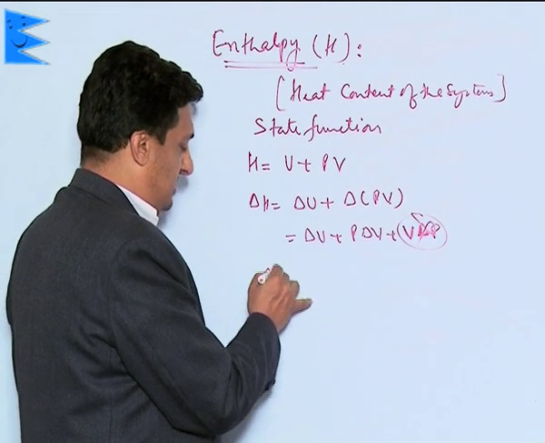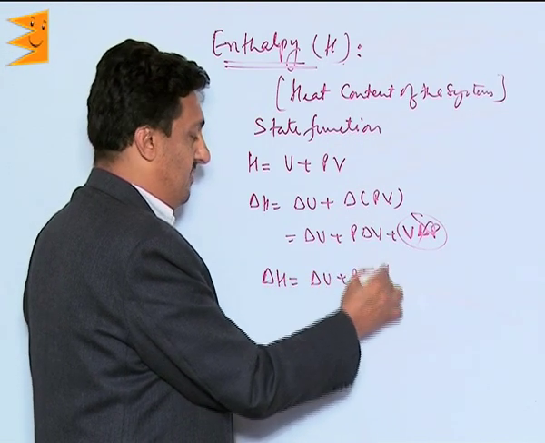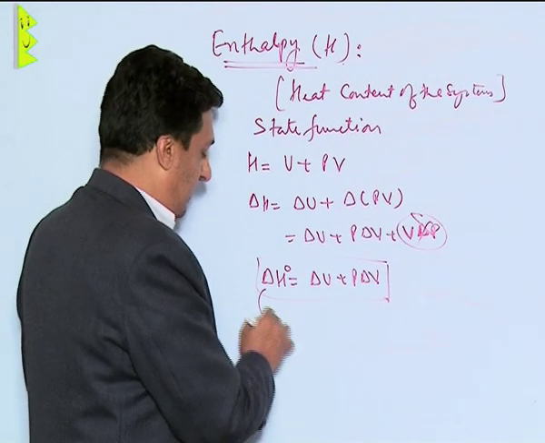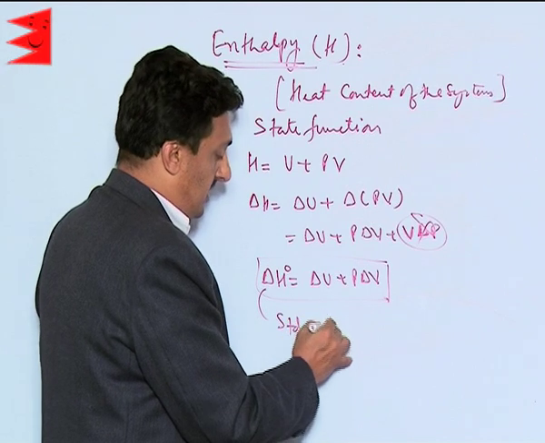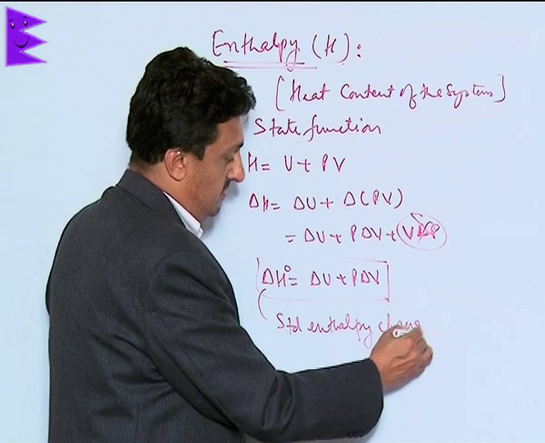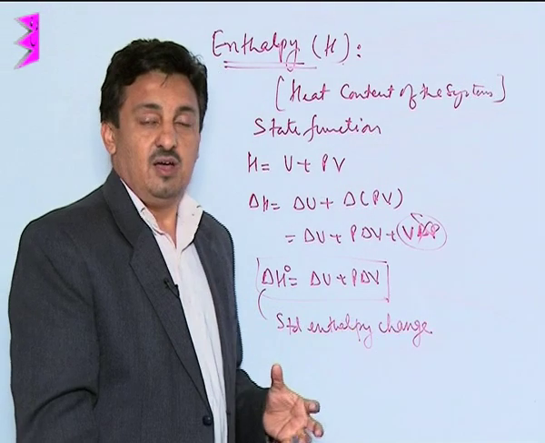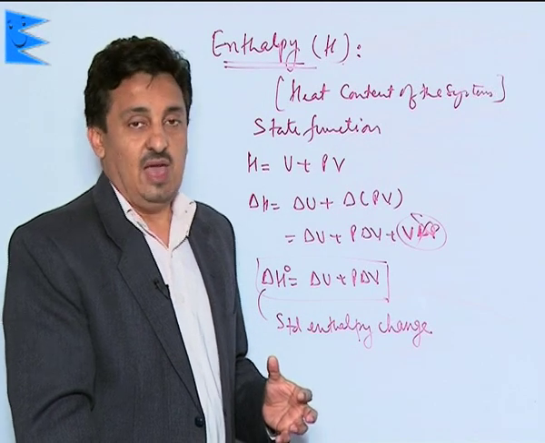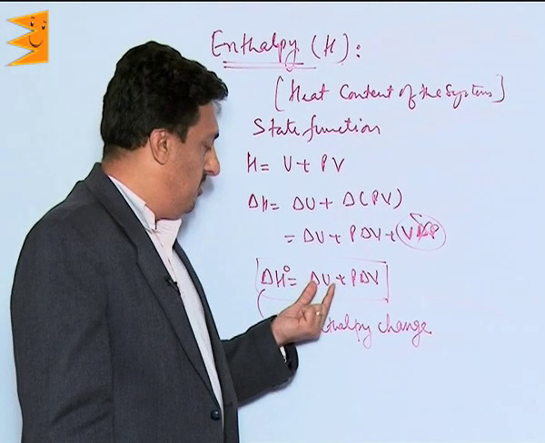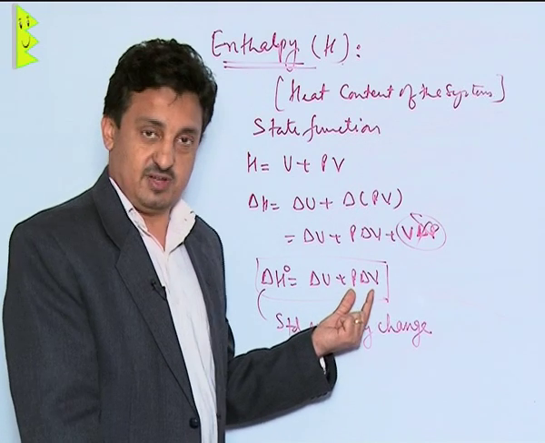So what we find is the expression delta H is equal to delta U plus P delta V, which is the work done. And we put a naught above delta H, which indicates it's the standard enthalpy change, which shows that it is the enthalpy change under standard conditions of temperature and pressure. Now, what we can make out from this formula very easily is that it is equal to the change in the internal energy plus pressure-volume work done.